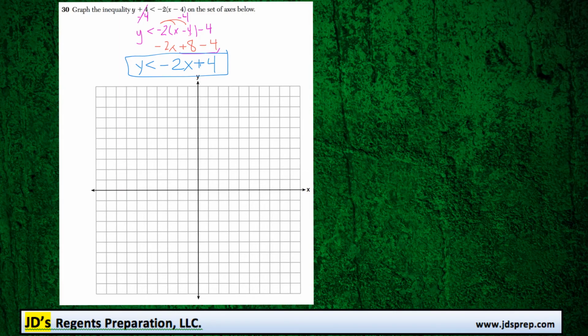So the idea at this point is that we're going to graph it as if it was an equation, if it was y equals negative 2x plus 4. And then from there we'll highlight what's less than, instead of it being a straight line.